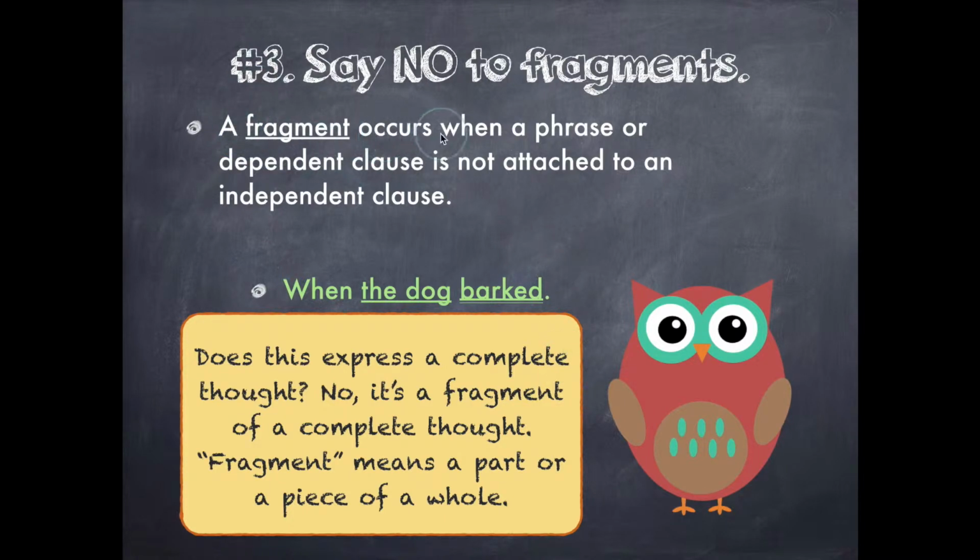A fragment occurs when a phrase or dependent clause is not attached to an independent clause. Say no to fragments. If I put a period at the end of this dependent clause, it becomes a fragment. Does this express a complete thought? No, it's a fragment of a complete thought. Fragment means a part or a piece of a whole.